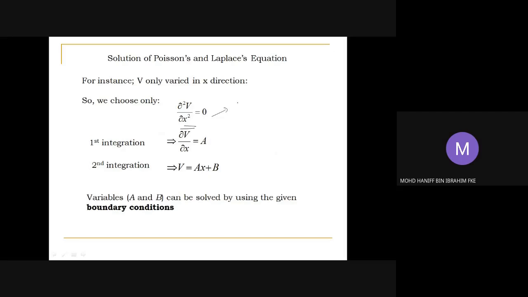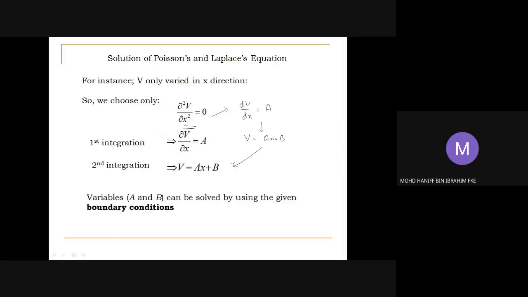So to first integration, we have dV over dx equals A, because if we integrate the left-hand side, we get dV over dx, and if we integrate the right-hand side, we get a constant A. Subsequently, if we integrate a second time, we get V equals AX plus B. This is what is given in the slide here.